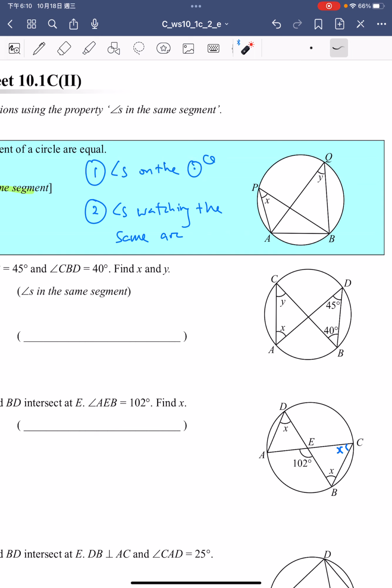For the second condition, this x is watching the arc AB, isn't it? And this y is watching the arc AB as well. So both of them are watching the same arc AB. If both conditions are fulfilled, then you can say that x is equal to y. The reason is the angles in the same segment.